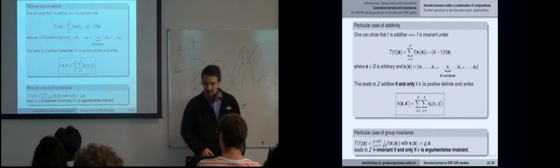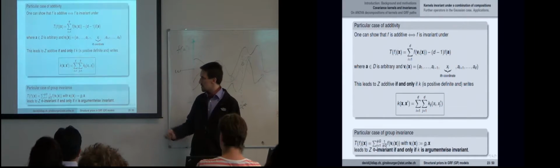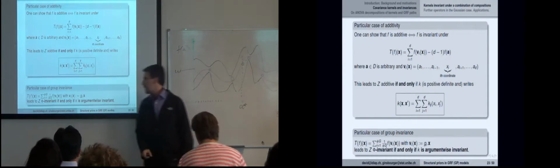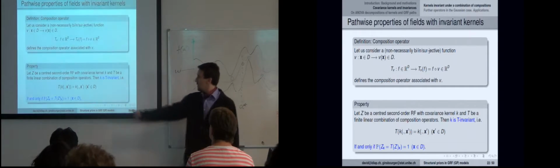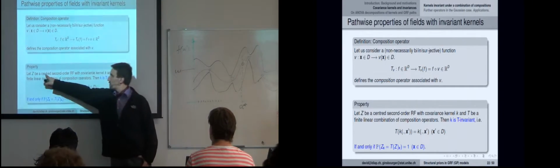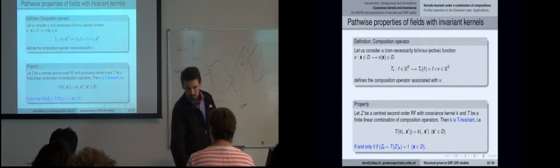Now, applying that to the group actions, we also found a way of translating the group action into a combination of composition operators and to apply the general results, giving that Z is phi invariant if and only if the kernel K is argument-wise invariant. Then we thought, okay, these results are not assuming any Gaussianity. If we assume Gaussianity, then probably we can do more.